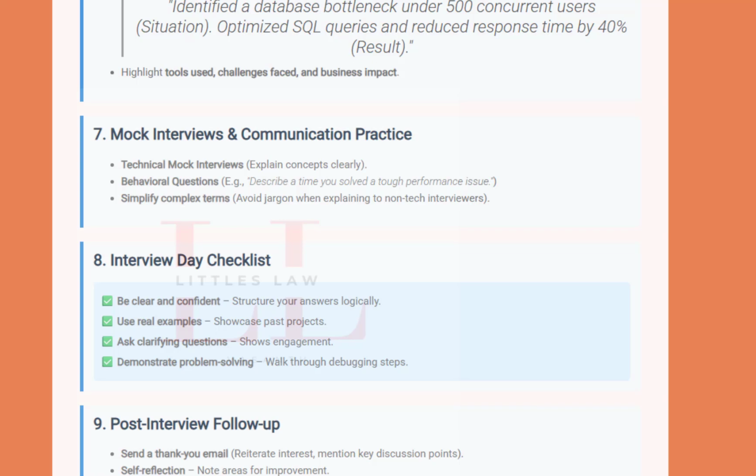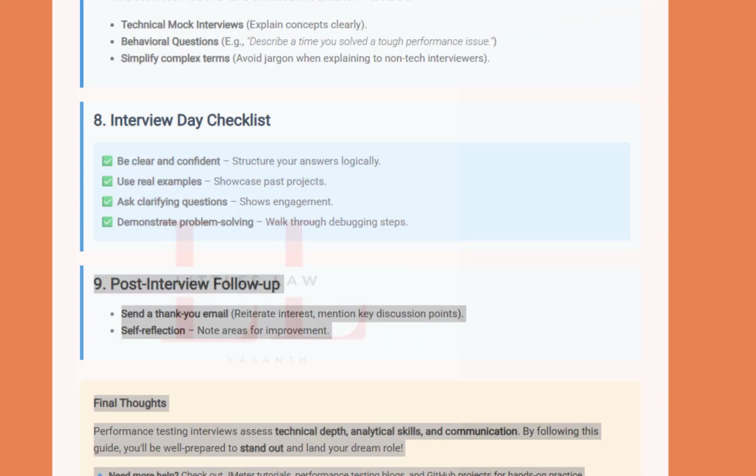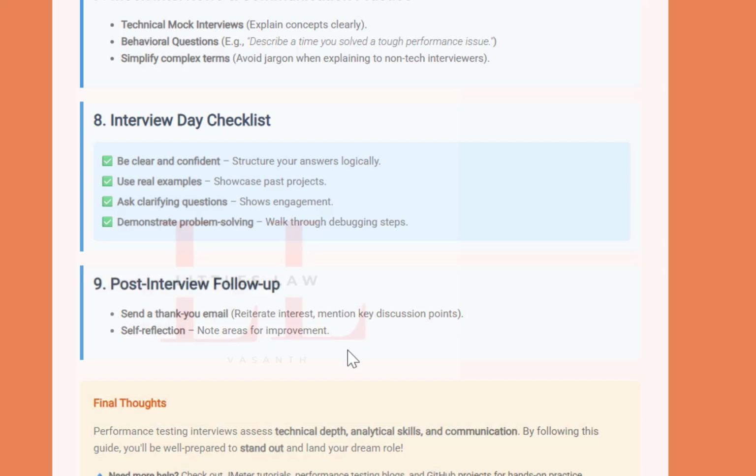And finally, let me end with the post-interview follow-up. Okay, so now your interview is done. After the interview, always follow up with a thank you email, no matter how you did, whatever you were asked or whatever you answered. Send a follow-up thank you mail. This simple gesture will go a long way and show both your professionalism and continued interest in the role.